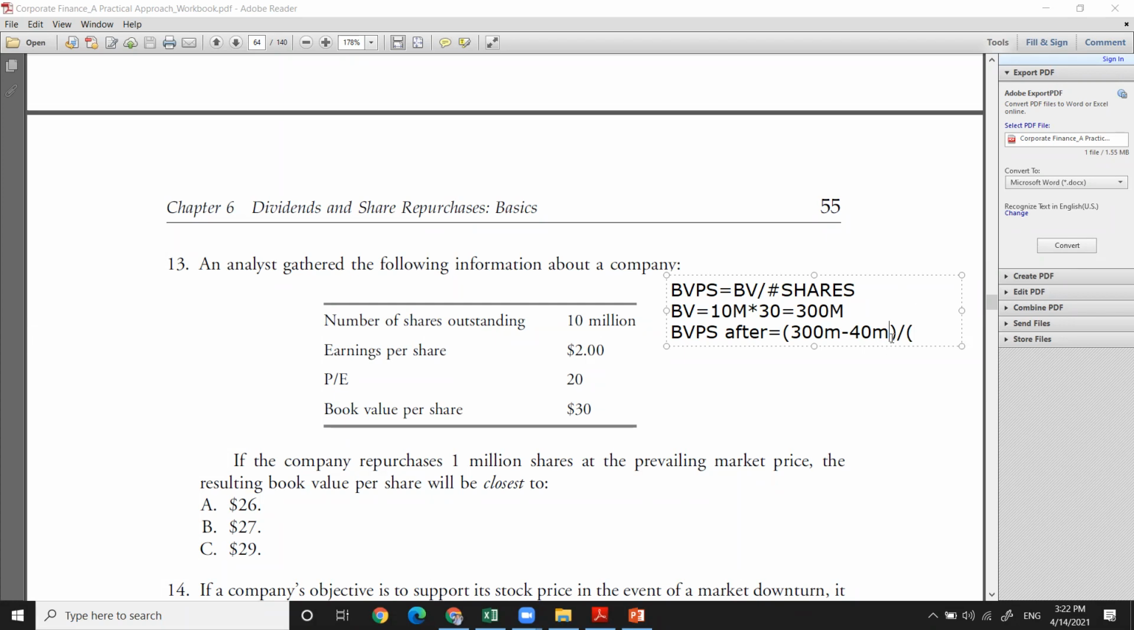Let me show it in the bracket. How did you estimate above? Price is equal to the price earnings ratio multiplied by EPS. That will give you the price. And here we have 10 million shares outstanding, so 10 million minus 1 million. If you calculate, it should give you 29.